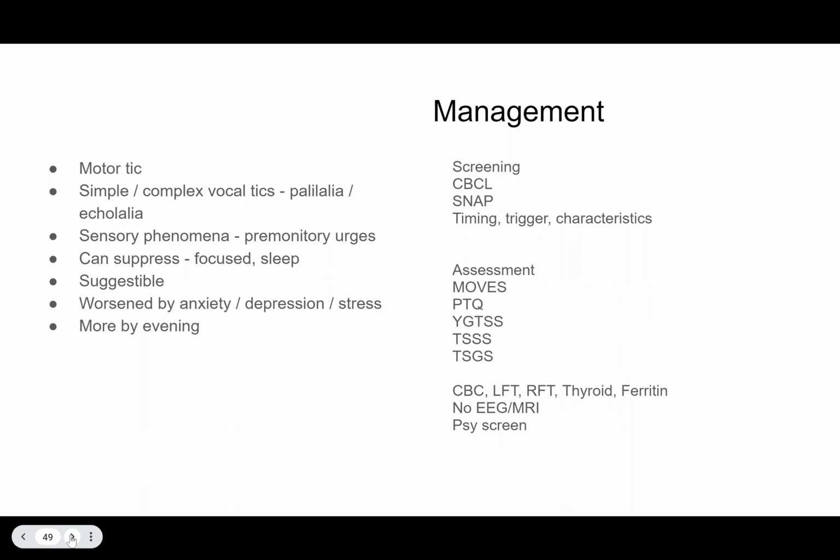All these screening tools are not used in our country. This is outside. I have taken it from Nelson, but it is not used here much. What we use is, we will ask the parent to look at the timing, the triggers and the features. We will ask the parent to record it and bring it. And assessment wise, we are using the third one, YGTSS, the Yale one. All these are given in Nelson, chapter 37.